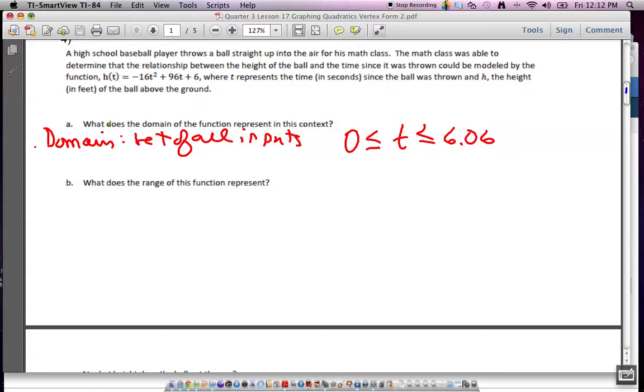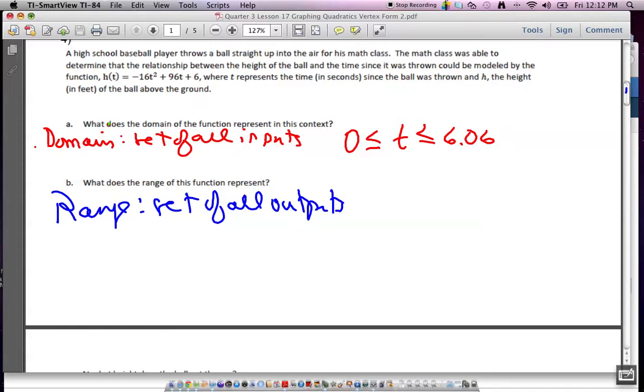What does the range represent? Now, range is not the x value. What value is the range? The y value. So how do we use, I can eliminate this now. Ready? The range, set of all outputs, and it's the y values. So obviously, I could be 0 height, and I guess we're calling it h of t.